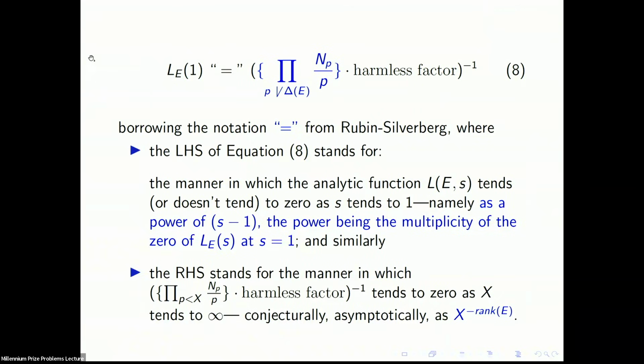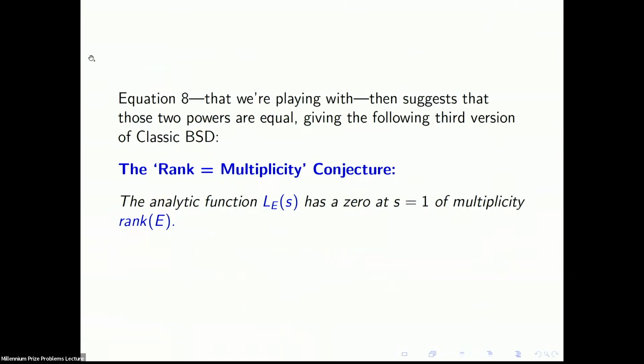You could say the left-hand side of this equation stands for the manner in which the analytic function tends to or doesn't tend to 0 as s tends to 1, namely as a power of s minus 1, the power being the multiplicity of the 0 of LE of s at s equals 1. And similarly, the right-hand side stands for the manner in which the inverse of the product of Np over p's for p less than or equal to x tends to 0 as x tends to infinity. And after all, conjecturally, that's Birch and Swinnerton-Dyer's conjecture, asymptotically is x to the minus rank of E.